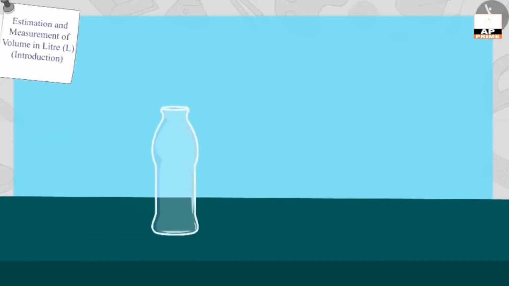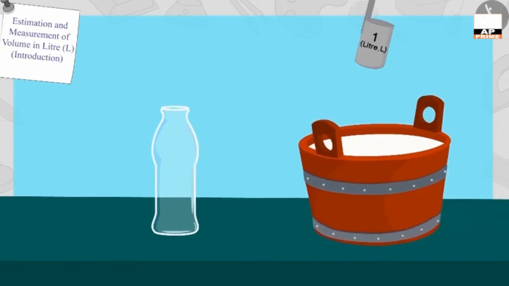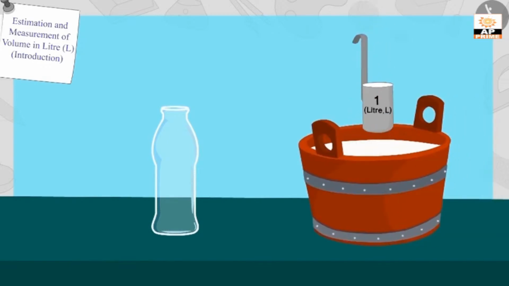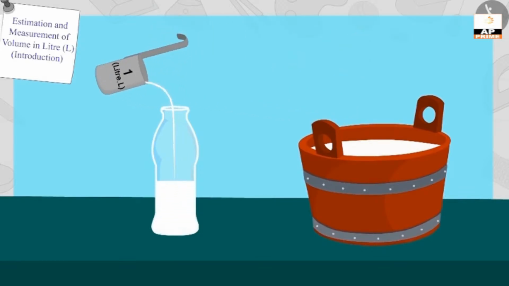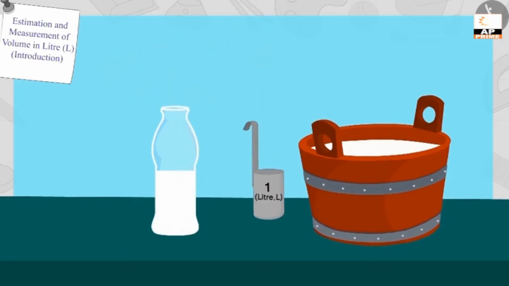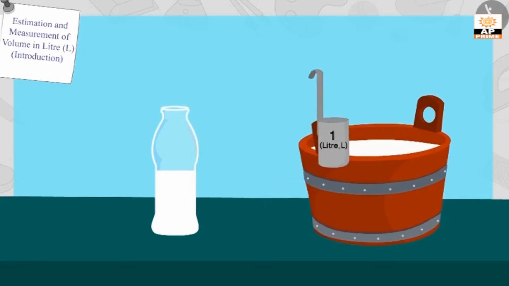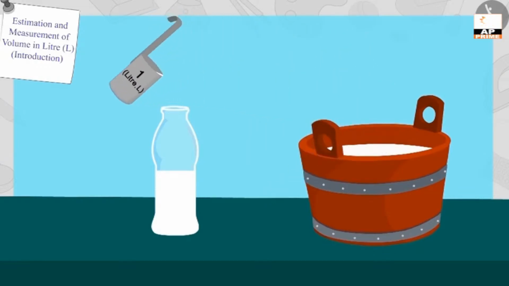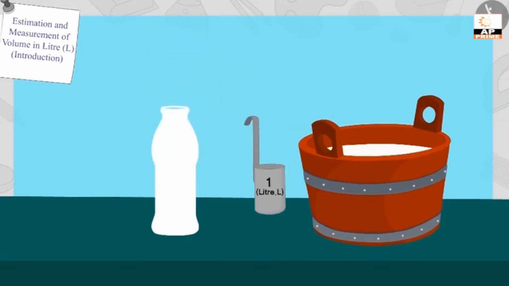Golu first took 1 bottle of this size. He poured milk into the bottle using his 1 liter measuring scale. The bottle was this full after pouring 1 liter of milk. Now Golu poured 1 more liter of milk with his liter scale into that bottle. This time the bottle was completely full.